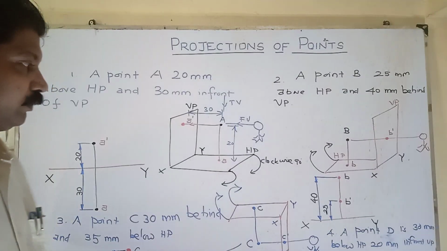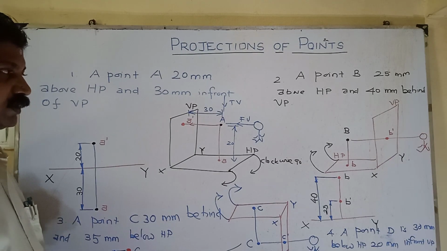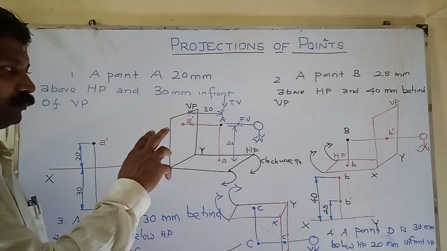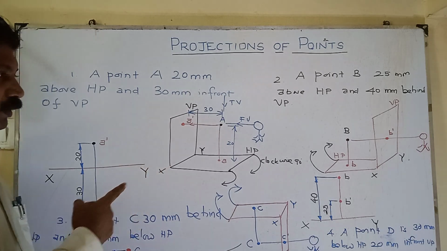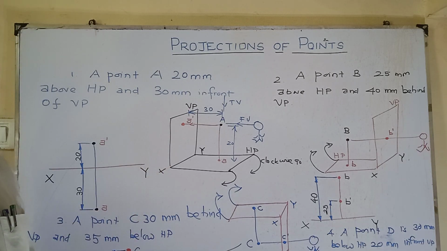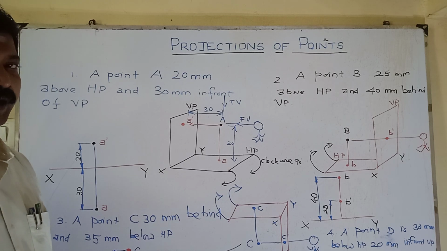So we have discussed all the points in all the four quadrants. In the next video lecture, we are going to discuss projections of straight lines.